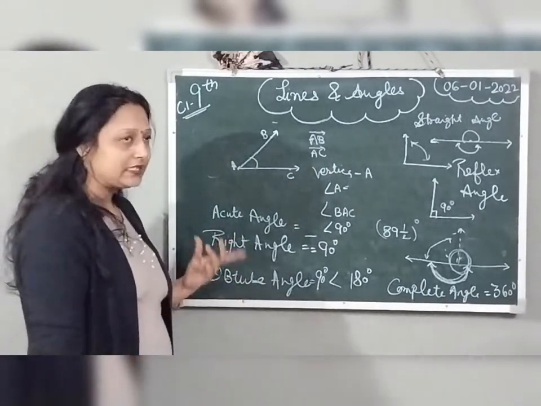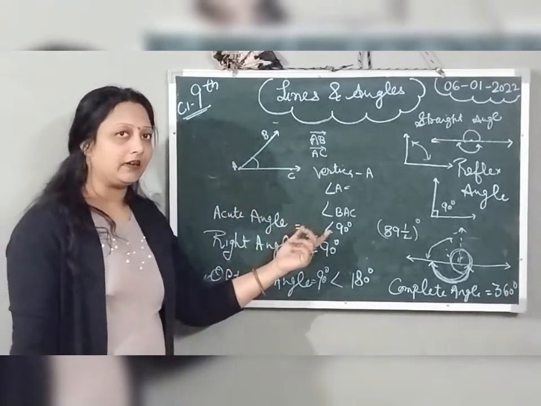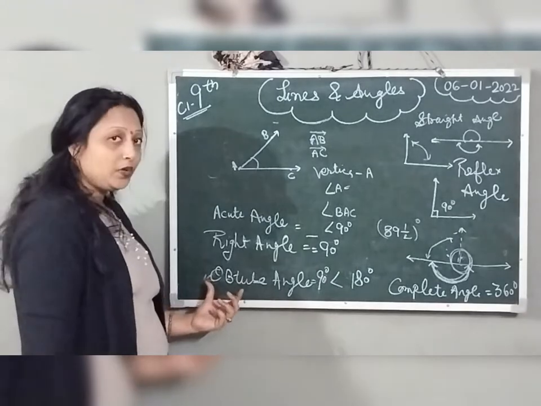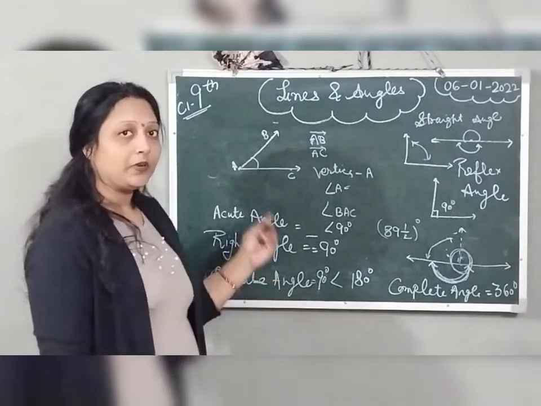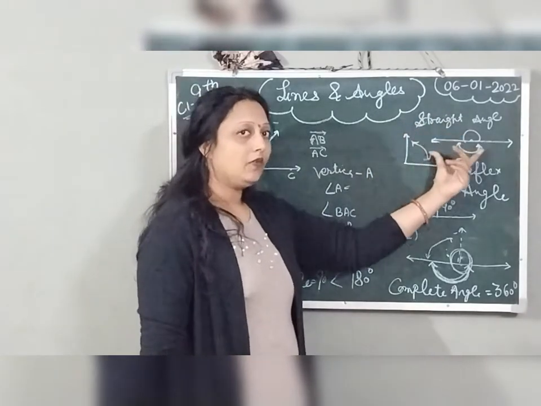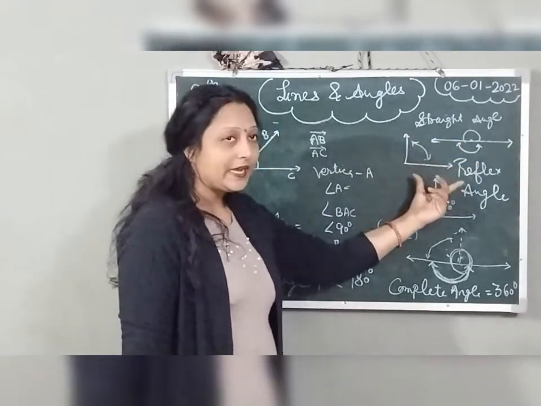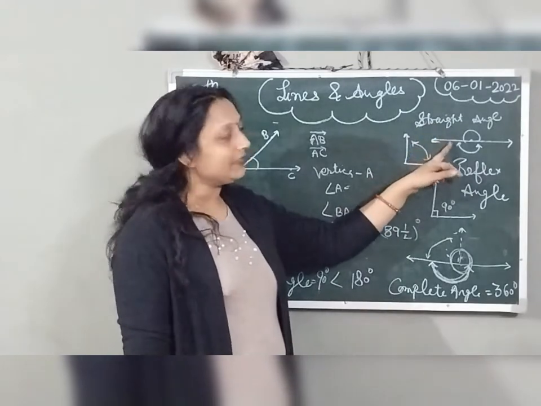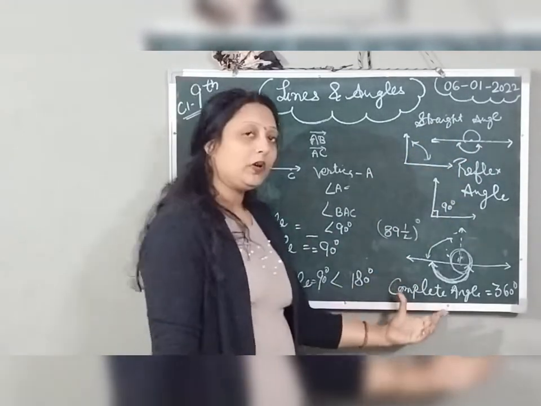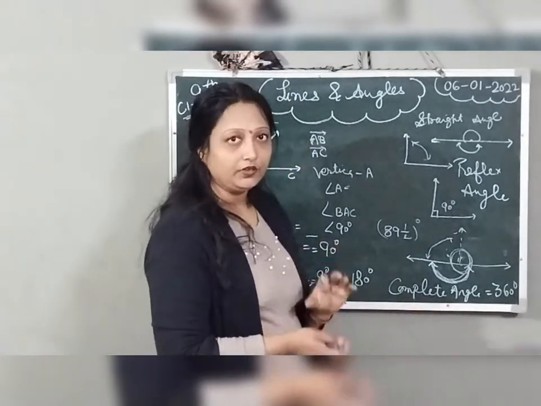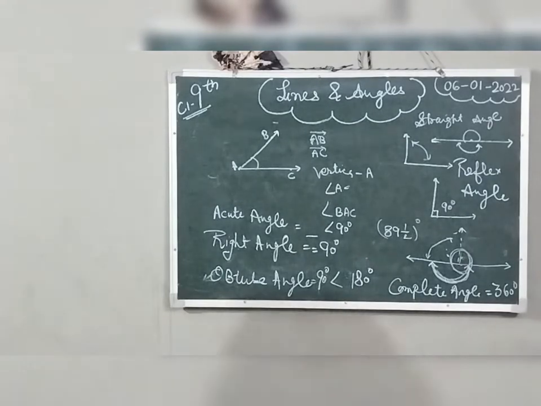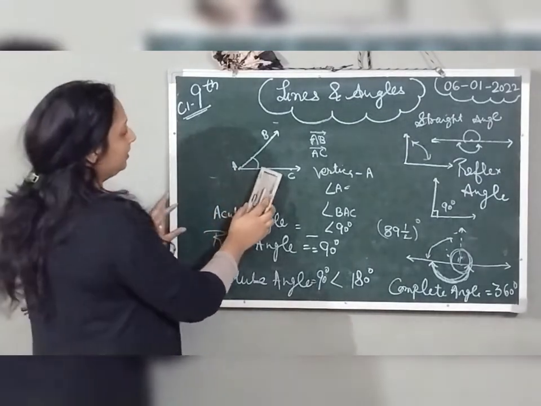So, do you know about the angles? How many types of angles are there? Acute angle, which is less than 90 degree. Right angle, which is 90 degree. Obtuse angle, which is greater than 90 degree but less than 180 degree. Straight angle, that is 180 degree. Reflex angle, that is greater than 180 degree but less than 360 degree. And what about the complete angle? It is a complete rotation, that is 360 degree. Okay, let us talk about further.